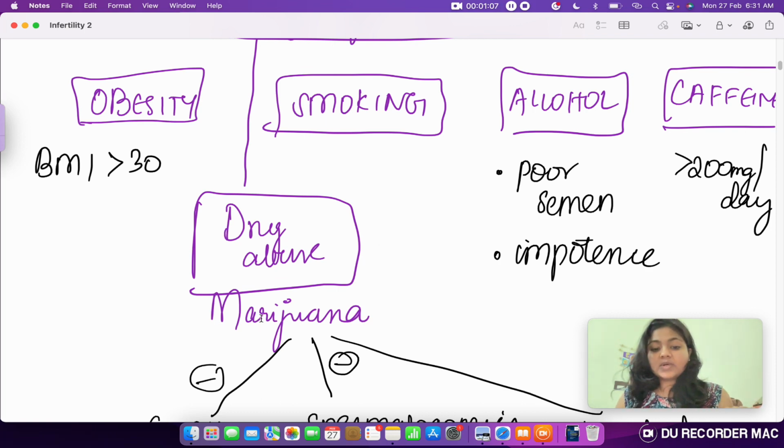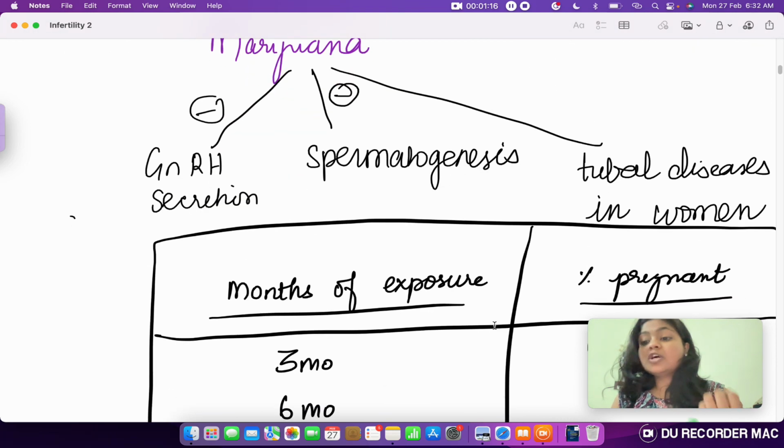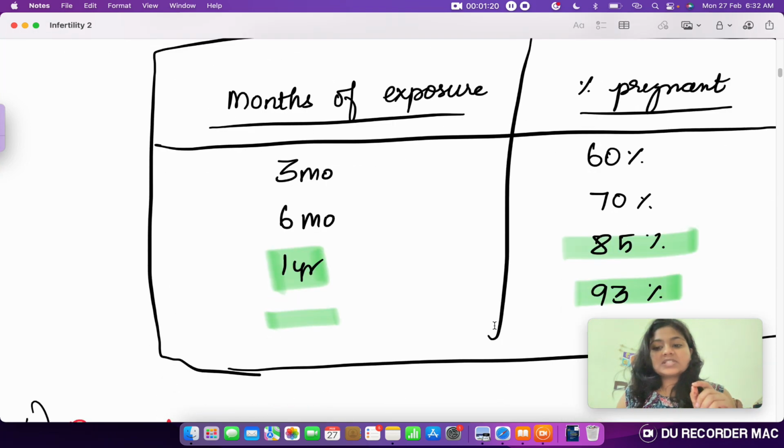Drug addicts, marijuana, it inhibits GnRH release secretion in both males and females. In males it affects spermatogenesis, in females it causes tubal diseases, so all these things should be stopped. So this data is important.